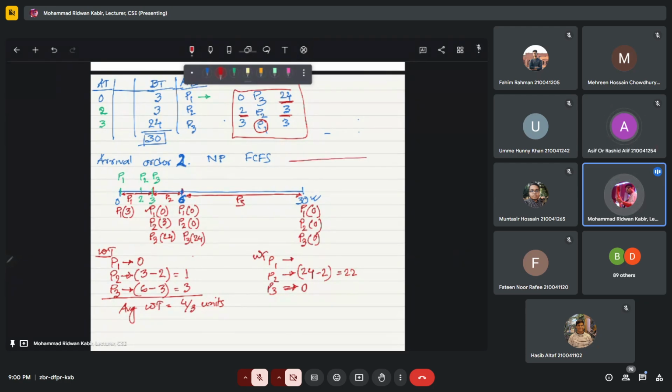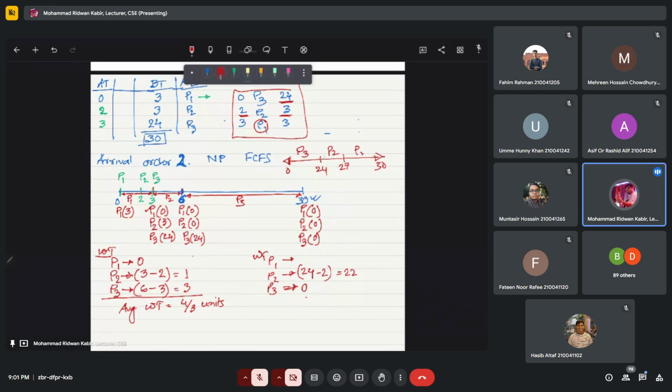So if I draw the timeline diagram, it will look something like this. Starting with 0, you have P3 here, which goes up to 24. Then you have P2 with a CPU burst cycle of 3. It goes up to 27, and finally you have P1. Oh sorry, I referred to them wrong.